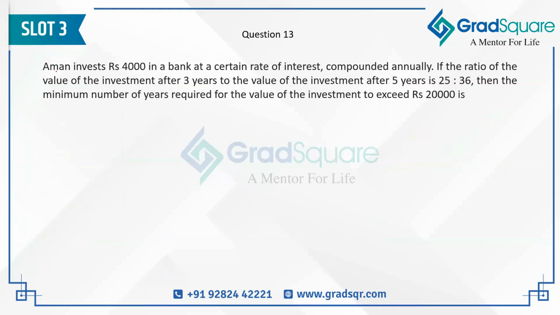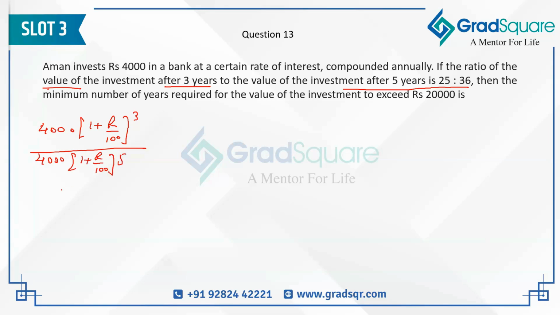Let's look at this one. Aman invests 4,000 in a bank at a certain rate of interest compounded annually. If the ratio of the value of the investment after 3 years and the value of the investment after 5 years is 25 is to 36. Now understand the same principal value is 4,000. After 3 years, the value is going to be 4,000 into 1 plus r by 100 to the power of 3, compounding annually, right? Now in the denominator, what will we get? 4,000 into 1 plus r by 100 to the power of 5. This is what is going to be.